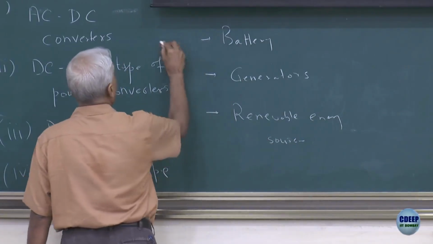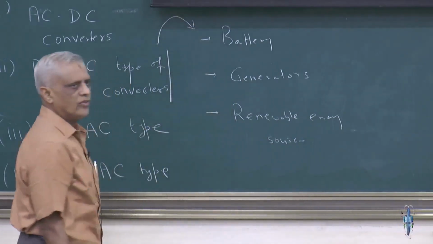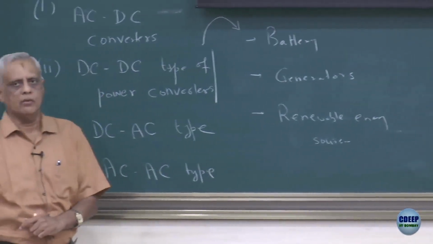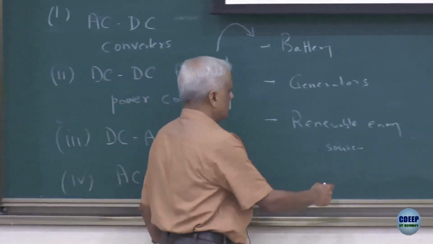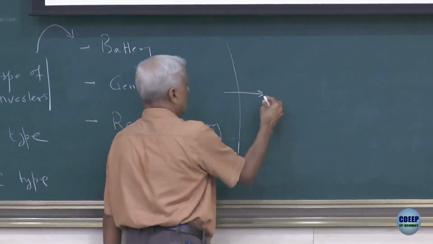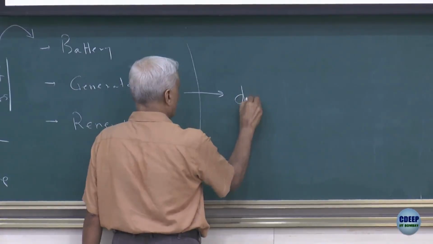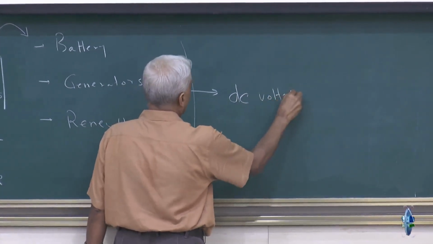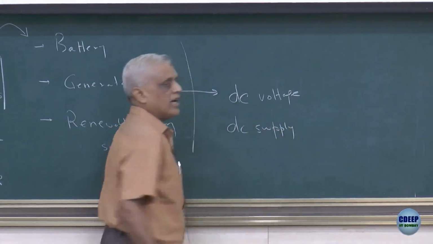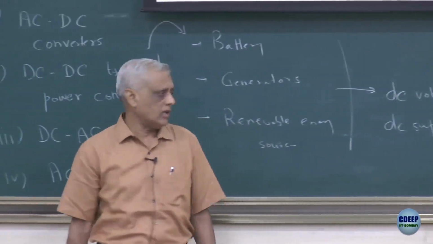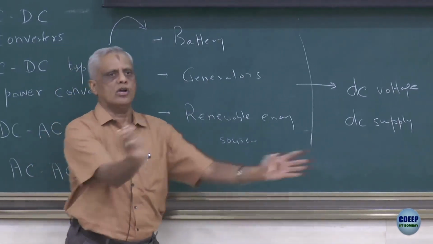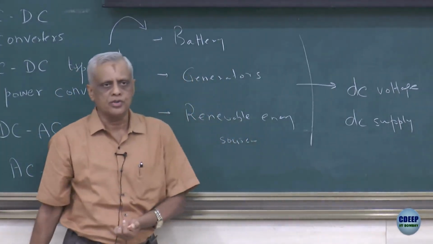So talking about the DC to DC converter, we have primarily a DC source available to us, and from any of these sources, we want a DC voltage or a DC power supply depending on our application, which means that if the primary source is at X volts, you want, let's say, Y volts at your output.